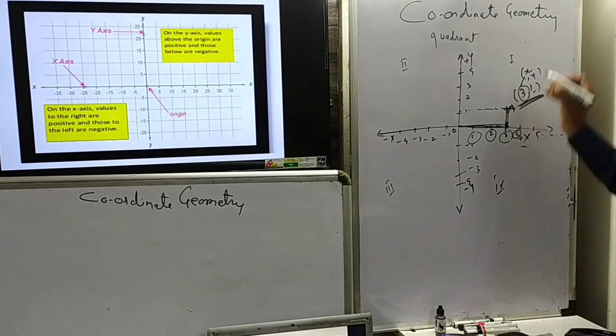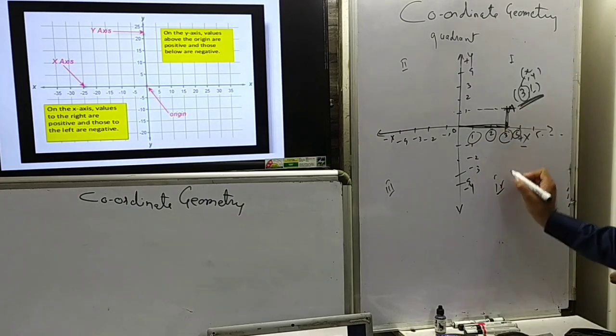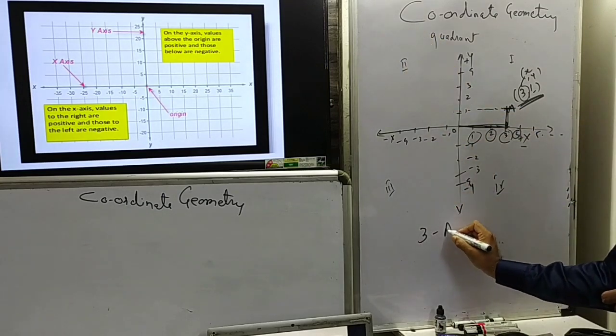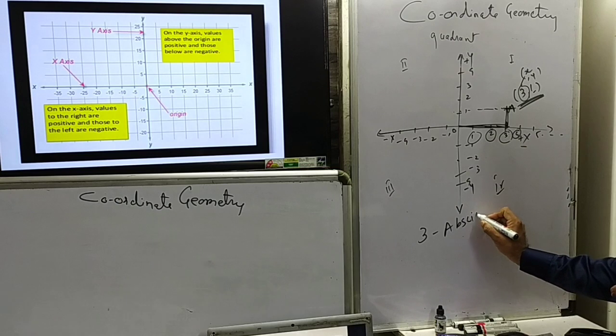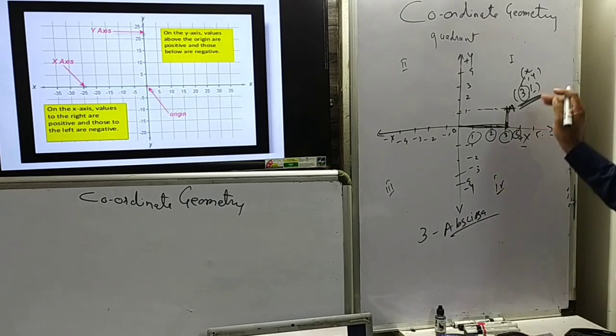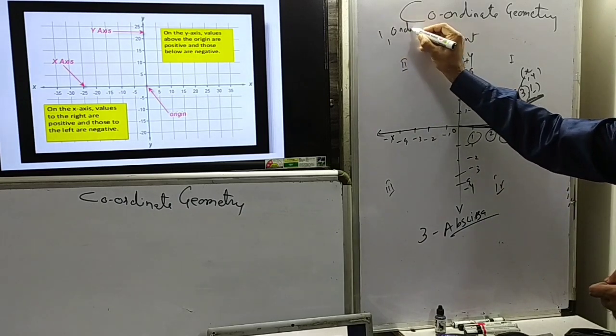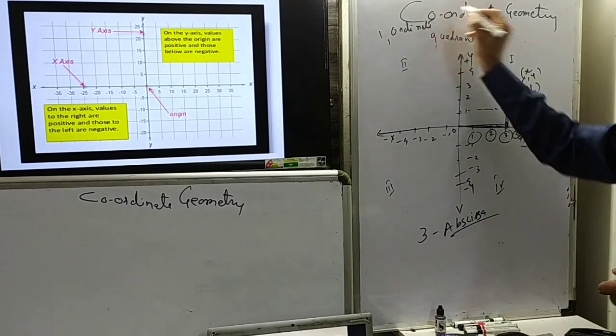This 3 here is called the abscissa. Abscissa means the x coordinate, and 1 is called the ordinate.